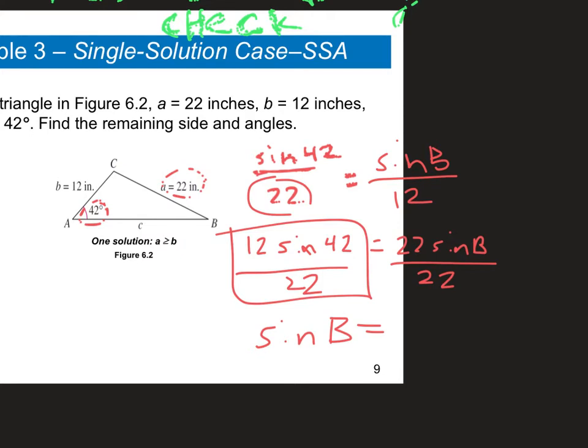0.36. Now this is not our angle that we're looking for. Sine of B is equal to this. So we have to take the inverse of sine to find what our actual angle is. So we would put sine negative 1 of 0.36 in our calculator, and that will give us our B.